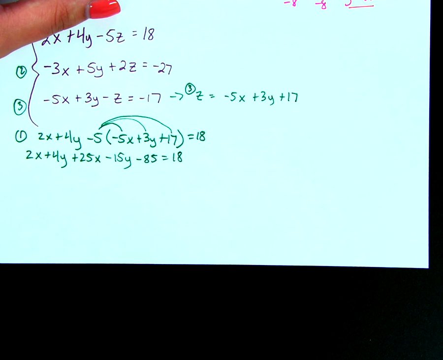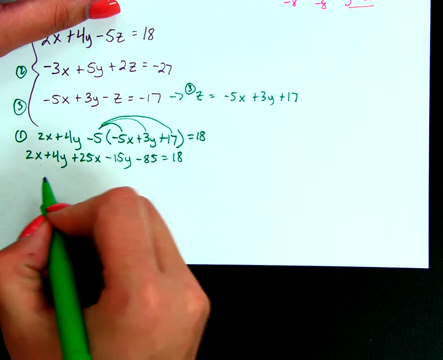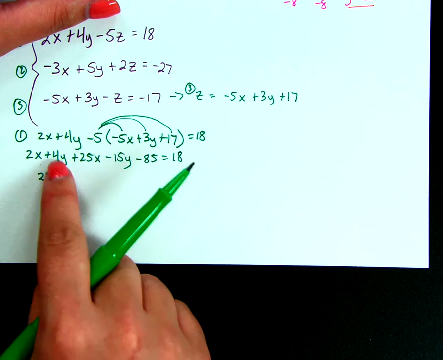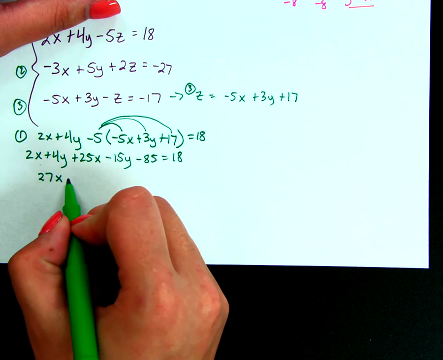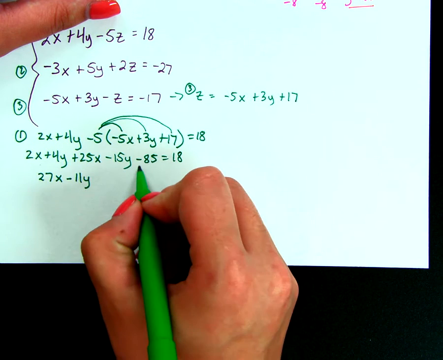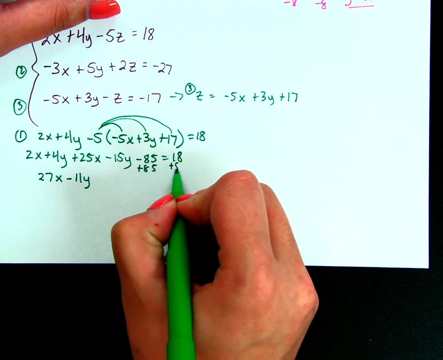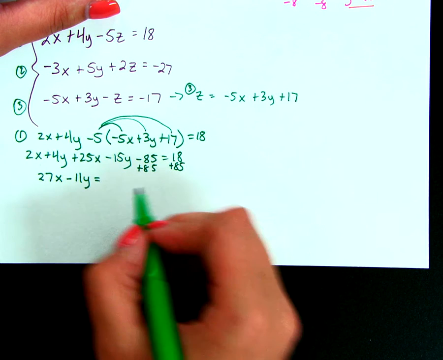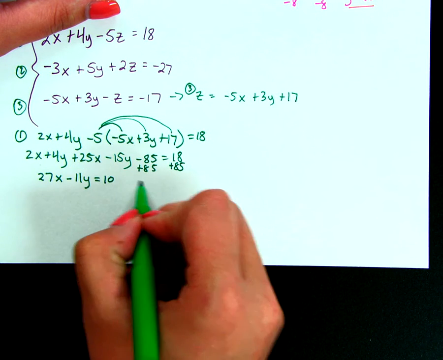So now we're going to combine like terms. So 2x and 25x will be 27x. 4y minus 15y will be negative 11y. And we're going to add the 85 over at the same time. So 18 plus 85 is 103.